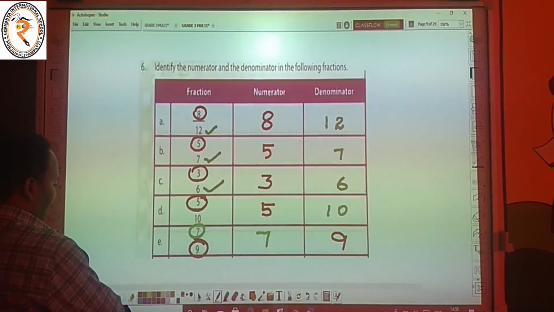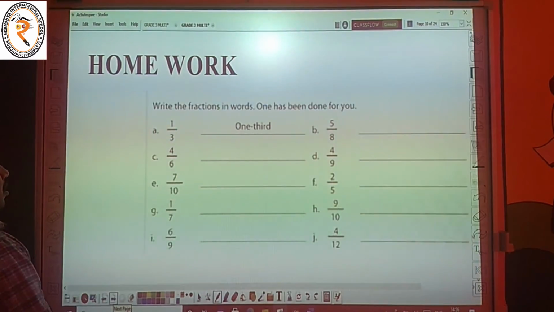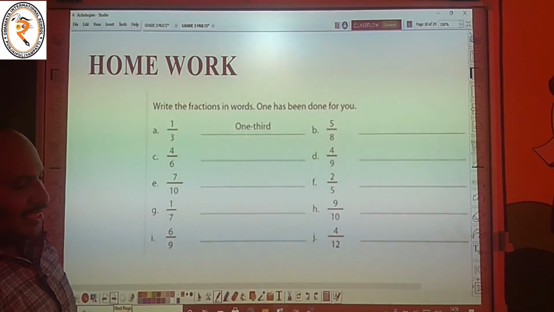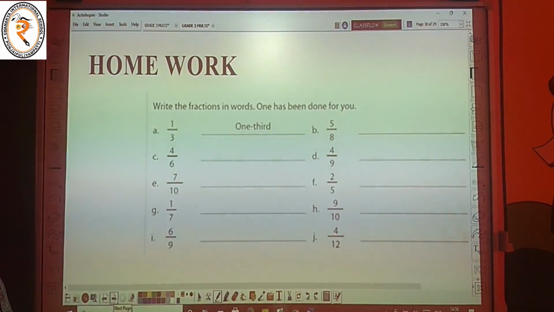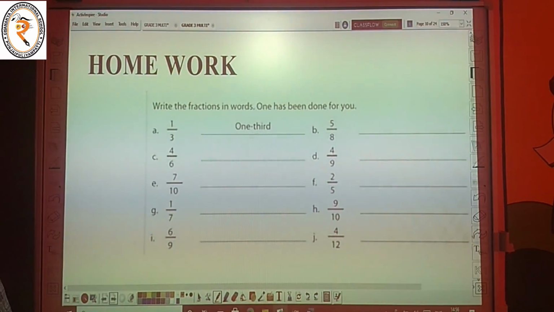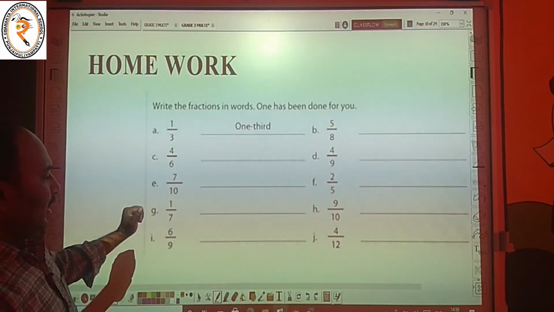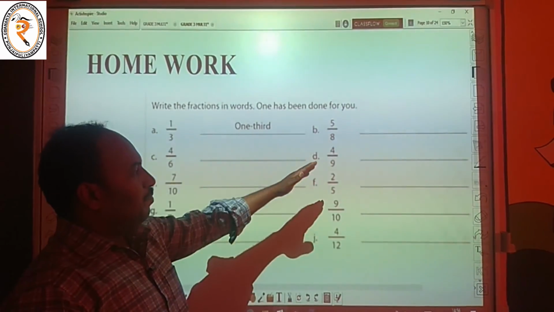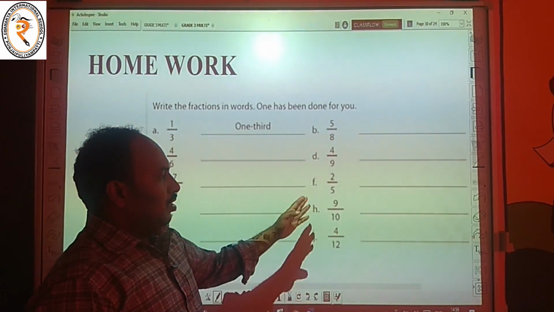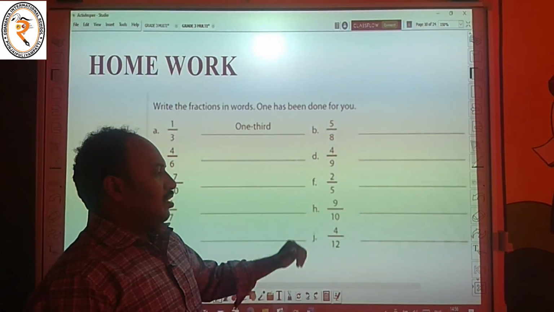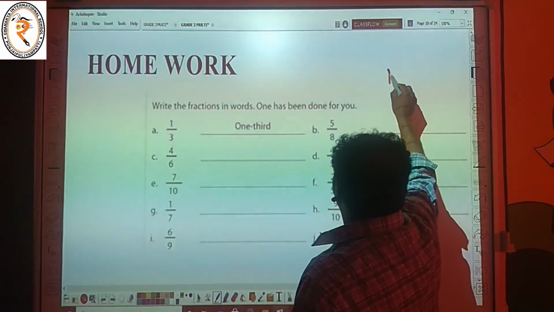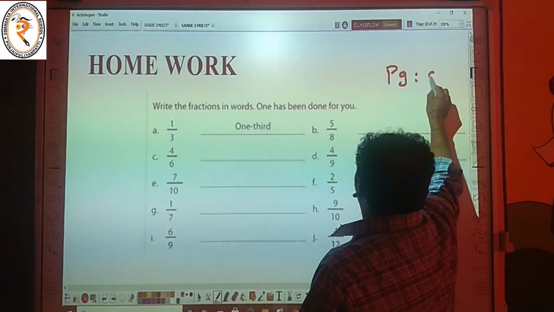Finally, the homework part. Page number 89. Write the fractions in words. 1 by 3, 4 by 6, 7 by 10, 1 by 7, 6 by 9, 5 by 8, 4 by 9, 2 by 5, 9 by 10, 4 by 12. Page number 89.